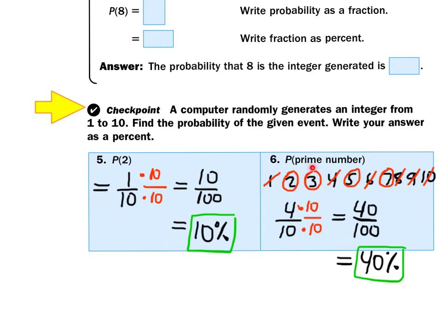2 is a prime, 3 is a prime, 4 is composite, so cross it off. 5 is a prime, so circle it. 6 is composite. 7 is a prime, so circle that. And 8, 9, and 10 are all composite. So I see that there's only 1, 2, 3, 4 prime numbers out of a possible 10. So put 4 out of a possible 10, and then we want to make the denominator 100 to make it a percent, so multiply both the numerator and denominator by 10. That gives me 40 out of 100, which is just 40%.